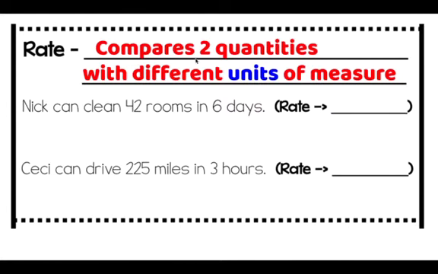For example, in the example here, we're comparing the number of rooms to the number of days, the number of miles to the number of hours. So we're not comparing people to people or shapes to shapes or banana figures to shark figures. We're comparing two different things that are measured in a different way. And we're familiar with rates.